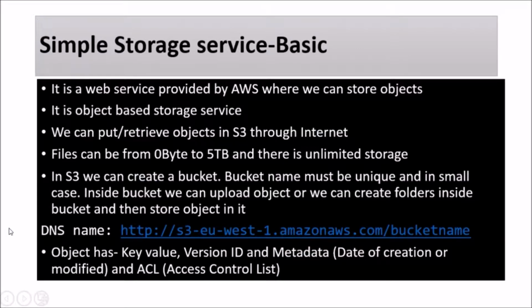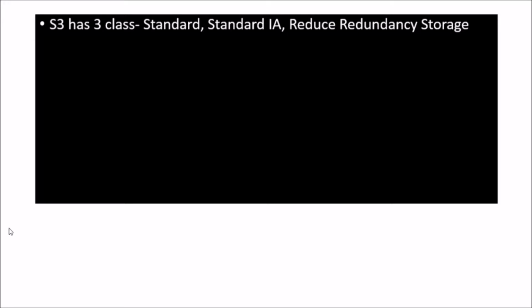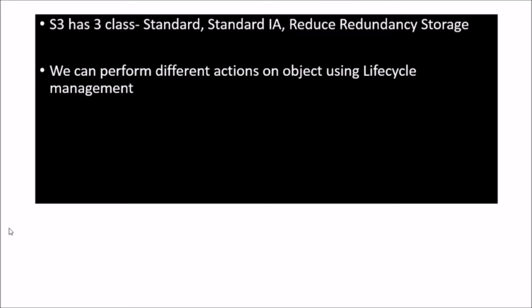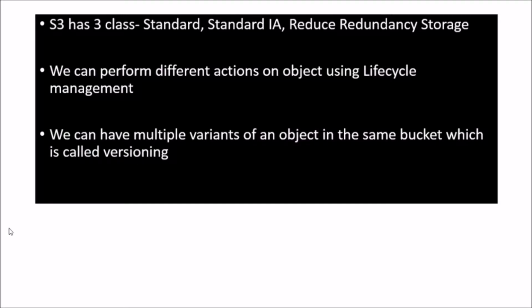And then an object has a key, value, version ID and metadata. Metadata is nothing but the date of creation and any modification details. And then ACL, access control list. S3 has three classes: standard, infrequent access, which we also call standard IA, and reduced redundancy storage, which is also known as RRS. We can perform different actions on objects during lifecycle management, and we can have multiple variants of an object in the same bucket, which is called versioning.